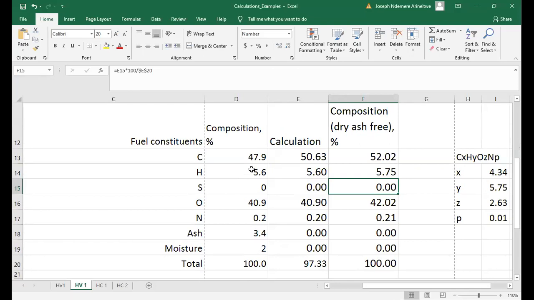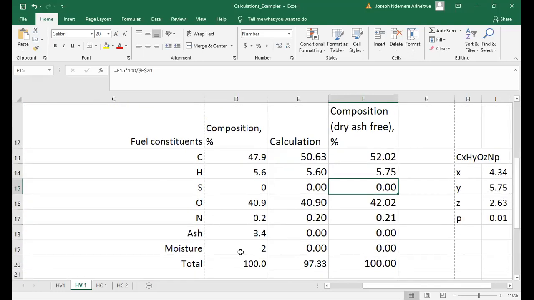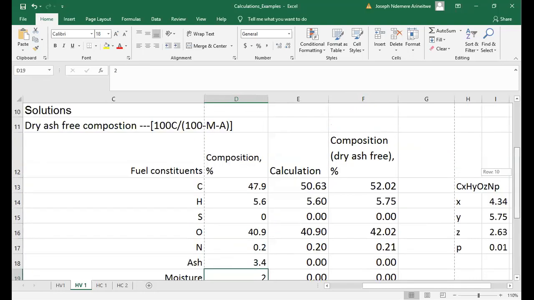Then ash and moisture, as an inorganic component, and moisture is something that comes from the external environmental conditions. So when you add them, we found that we would get about 98, and so we determined that moisture itself is 2%. Then we said stage two is to remove ash and moisture from the composition.